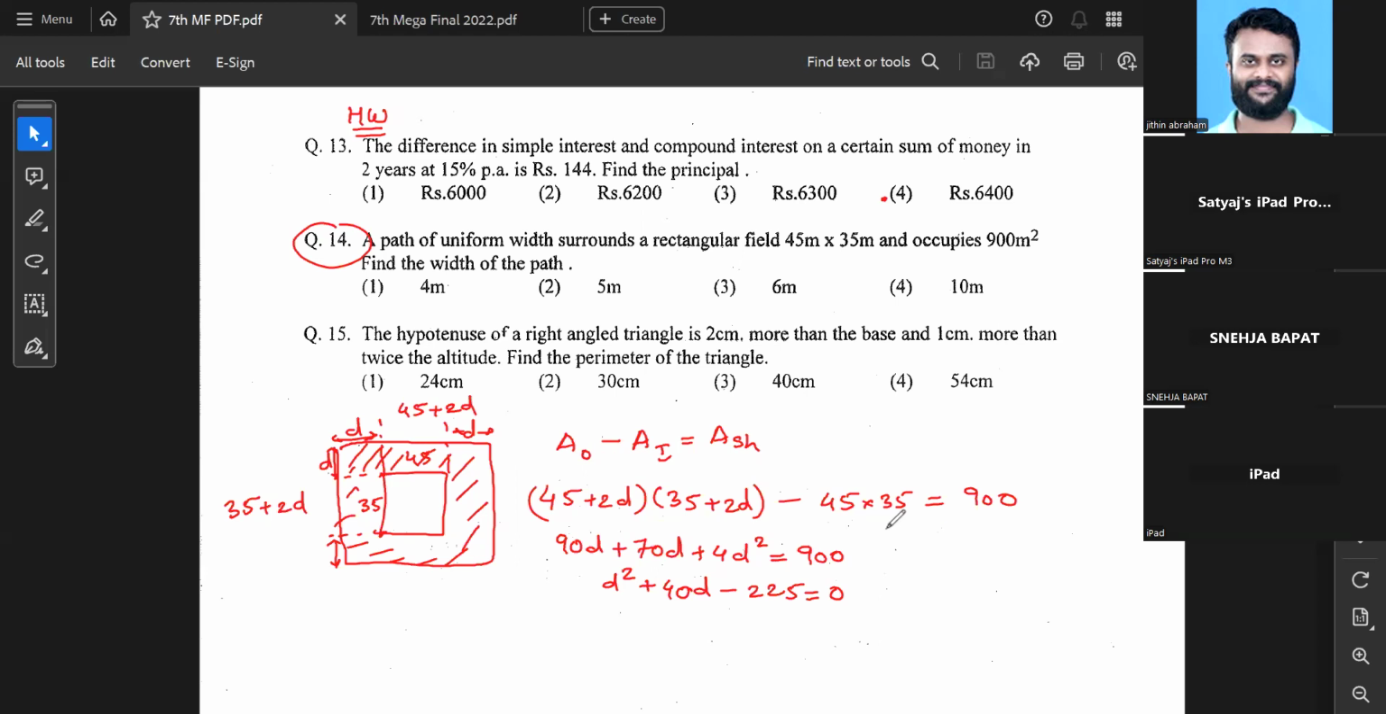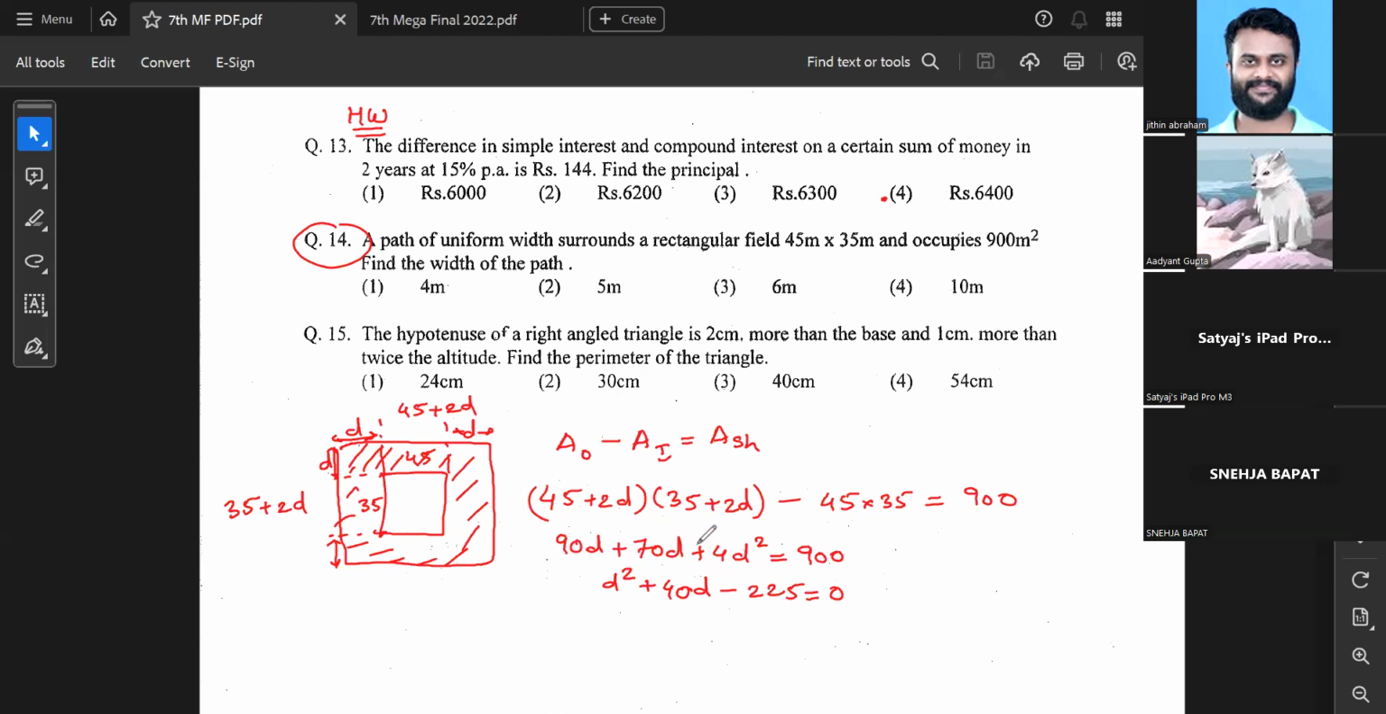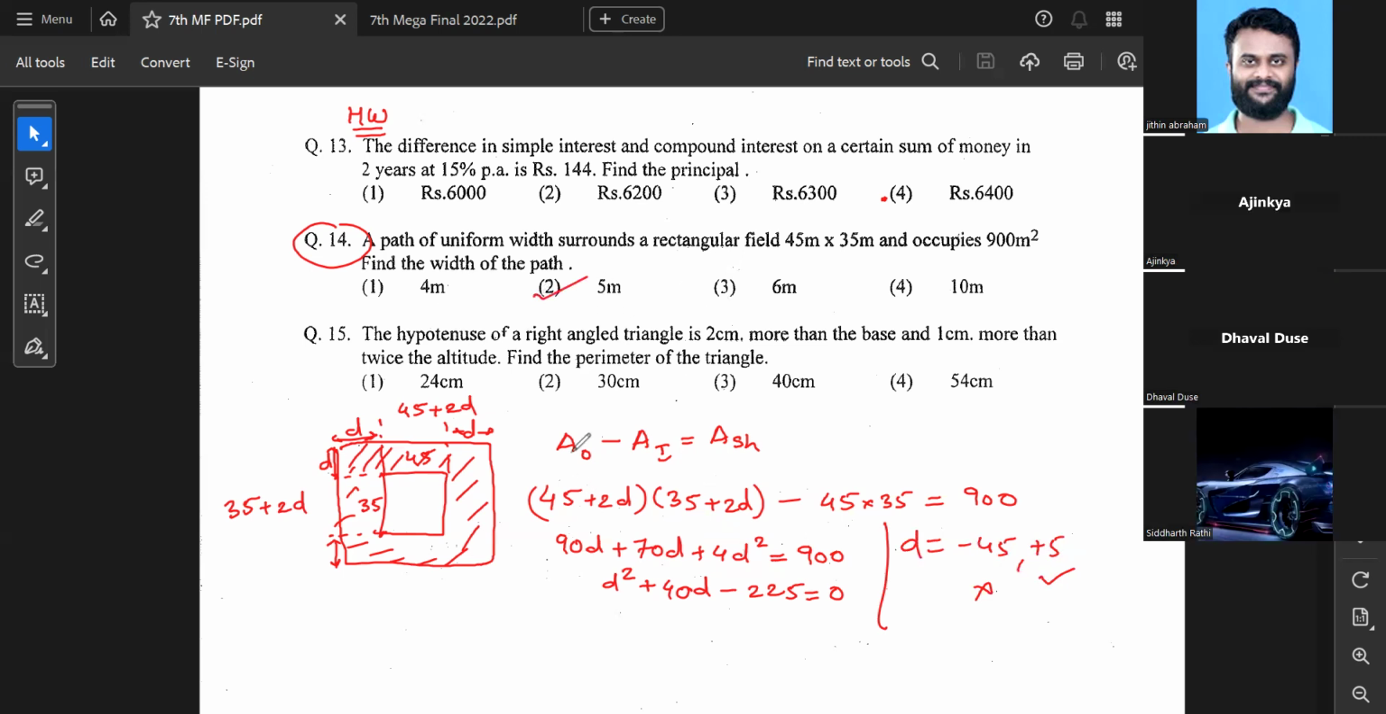Otherwise we can find it by the trial method. D should be 5. The factors are 45 and 5, right? D square is equal to 5 square. 25 plus 200 is equal to 225. 45 minus 5, that will give you D is equal to minus 45 or plus 5. So plus 5 is my correct answer. Minus 45 I'll ignore. So D's value is 5.